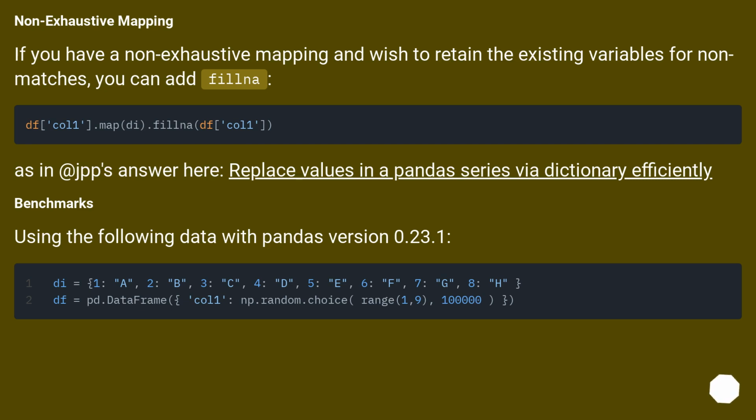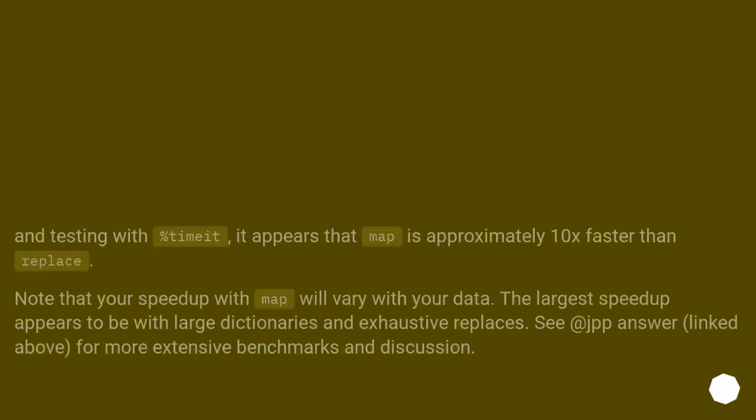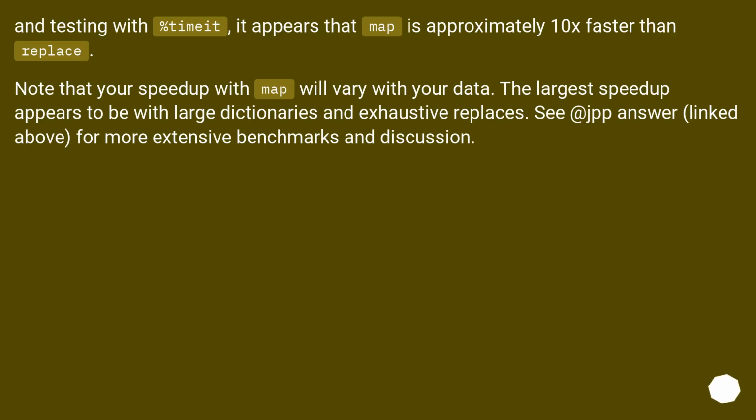Benchmarks. Using the following data with pandas version 0.23.1, and testing with %timeit, it appears that map is approximately 10x faster than replace. Note that your speedup with map will vary with your data. The largest speedup appears to be with large dictionaries and exhaustive replaces. See JPP's answer, linked above, for more extensive benchmarks and discussion.